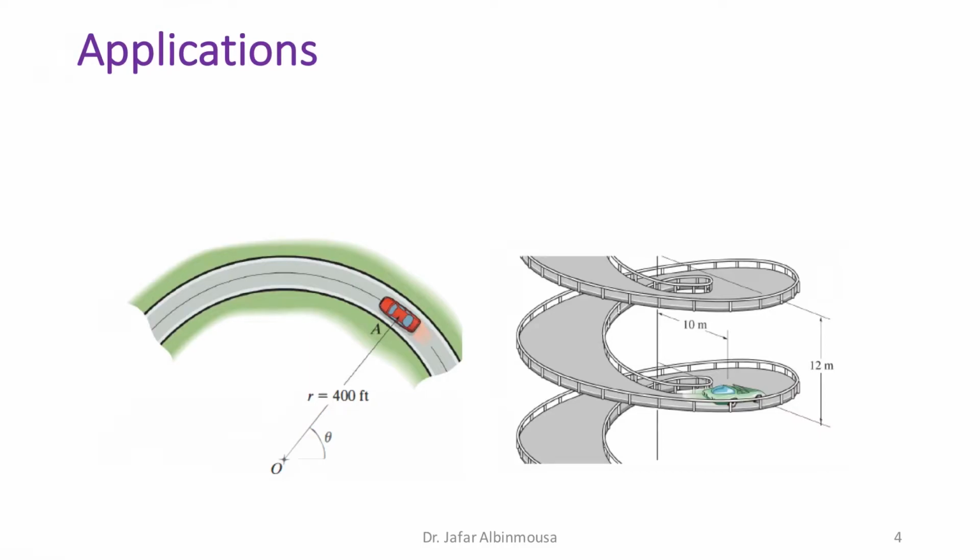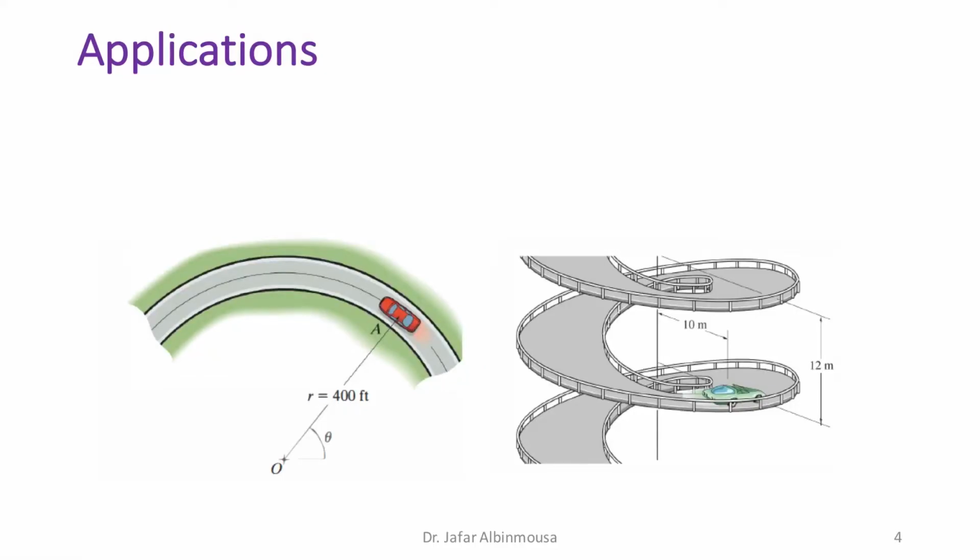So these are two simple real-life applications in which we can use cylindrical or polar coordinate system to describe the motion. In this one on the left, we have a car moving over a curved path, and we can describe the motion by a vector from this origin all the way to the car as it moves over this circular path. And we can see here that this can be described by theta and a vector r. So this is a plane motion, for which we use polar coordinates.